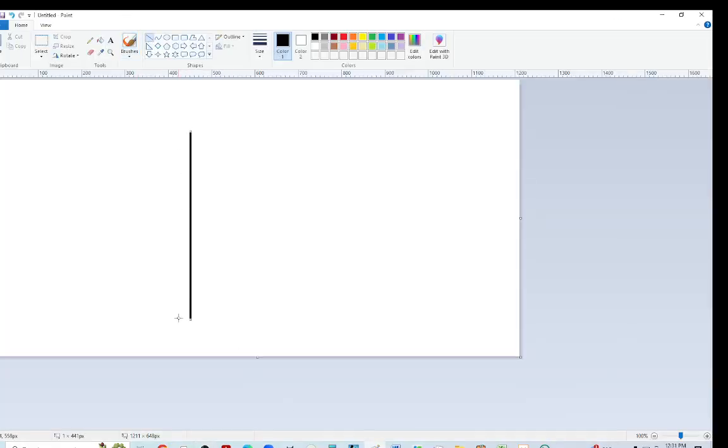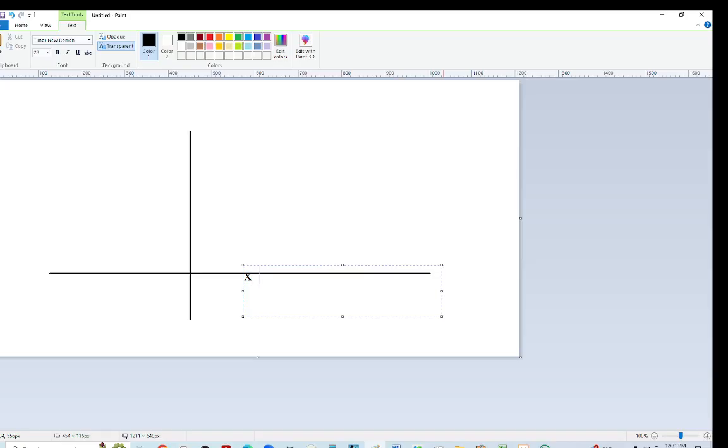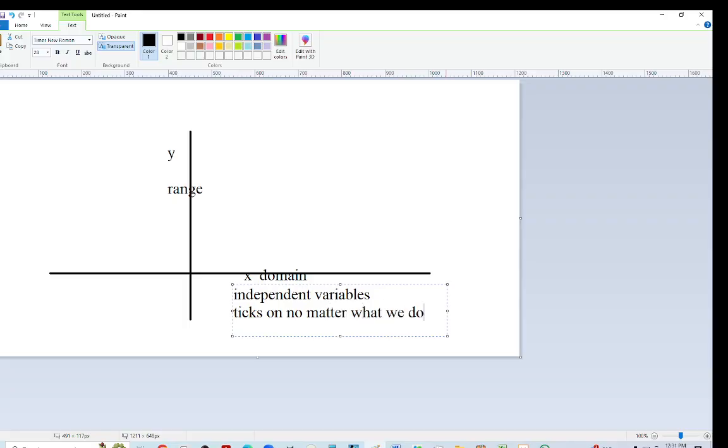All these graphs have an x-axis, and this will dictate what's called the domain. And they all have a y-axis, and this dictates the range. Okay, so one thing to keep in mind is that domain and x-axis generally are called independent variables. And that is something that ticks on no matter what we do. A good example of this is time.